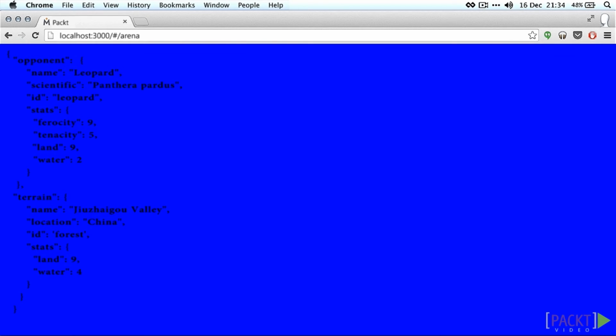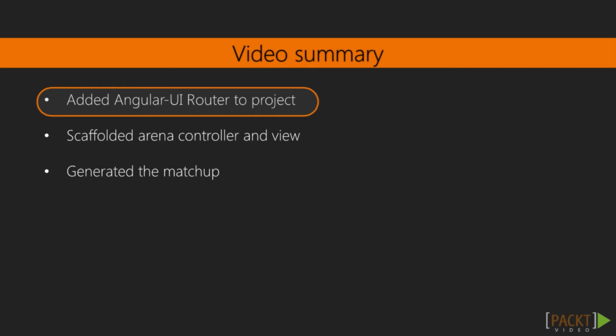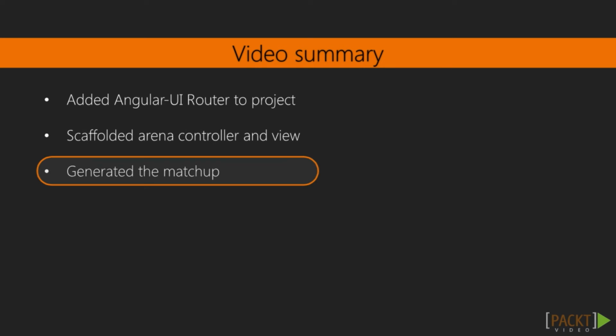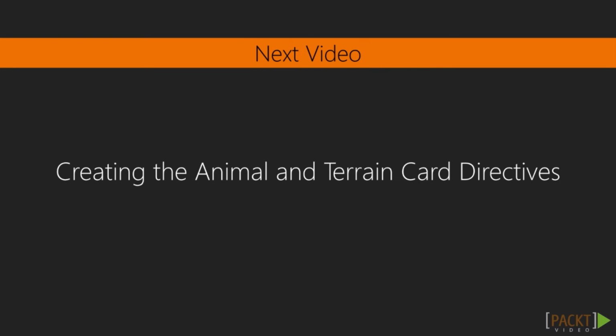Alright, cool. In this section, we've added an arena state to our project using Angular UI router. We've created an arena controller and view, and finally, we generated a matchup using our earlier service logic to show it in the view. Next up is creating the animal and terrain card directives so we can present our animals and terrain in a nice, reusable way.